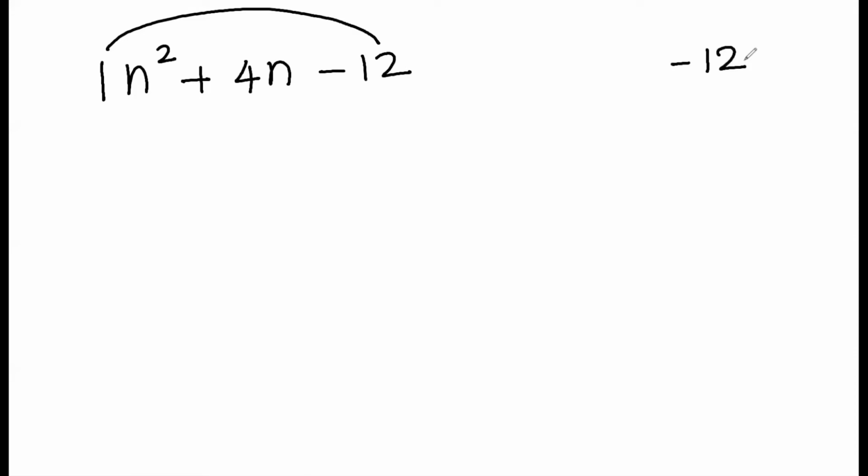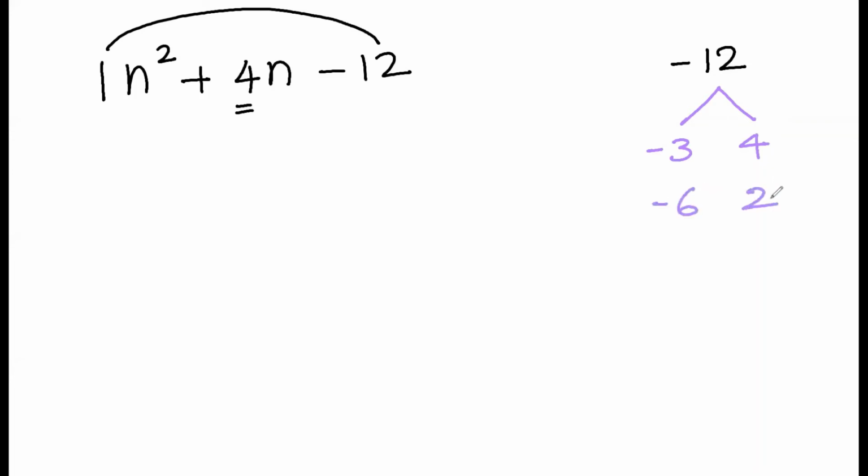Now I'm going to find two numbers when multiplied will give a product of negative 12 and when added will give a sum of 4. So let's go ahead and find those numbers. -3 times 4 is -12. However, if I add 4 and -3, the sum is 1, but I need 4. Let's keep going.